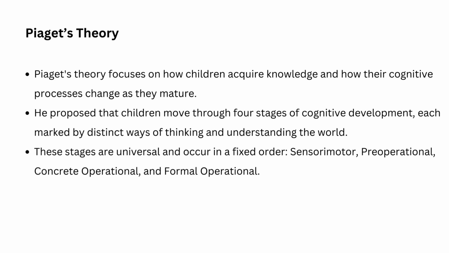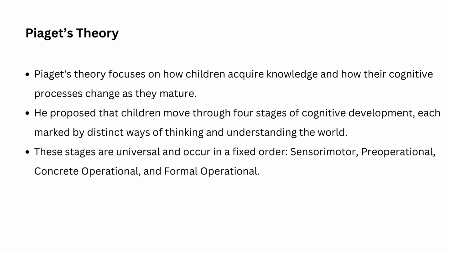In simple terms, Piaget proposed that children move through 4 distinct stages of cognitive development. Each of these stages represents a different way of thinking and understanding the world, and they occur in a fixed order. Importantly, Piaget argued that all children go through these stages in the same sequence, but the age at which they do so can vary.